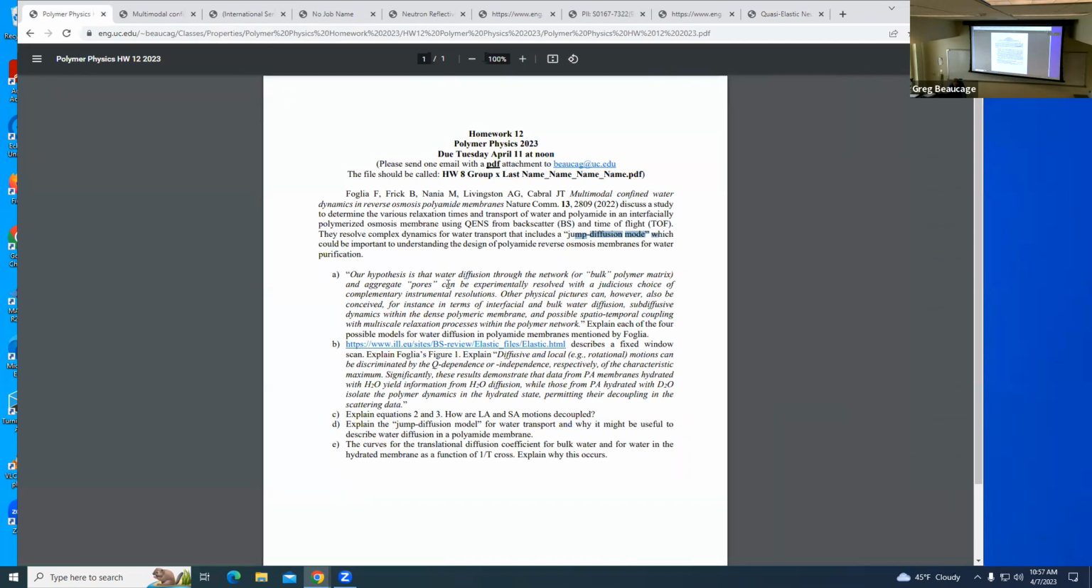Let's see. Our hypothesis. So he's got these hypotheses for what the transport is in these membranes. His hypothesis is it diffuses through the network, the bulk polymer matrix, and there are aggregate pores. That's a circle thing with the water. And then resolve with the judicious choice of such and such, what he did to distinguish between these transport mechanisms. And then he says other physical pictures. So what are the alternatives to that? Interfacial and bulk water diffusion, that's a common thing in transport, right?